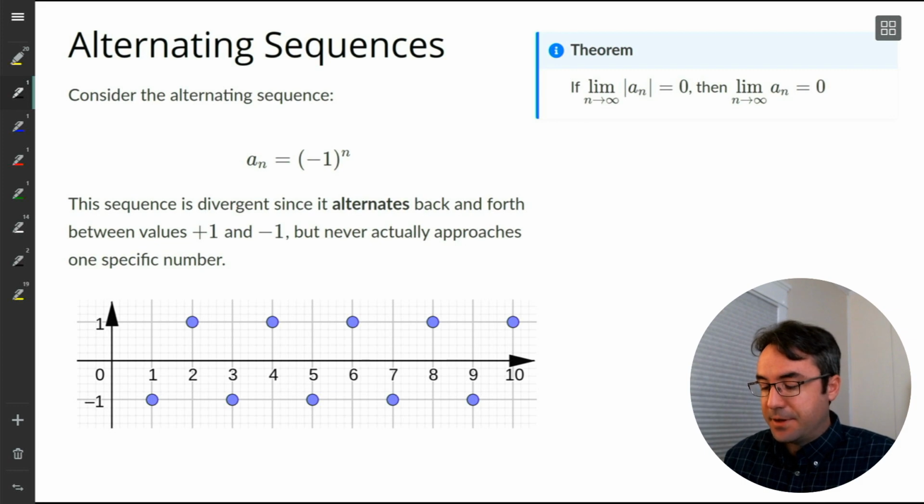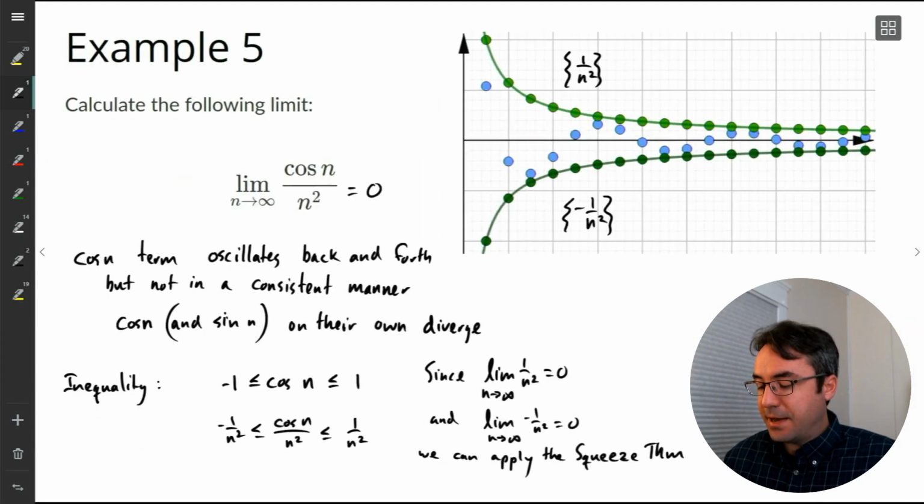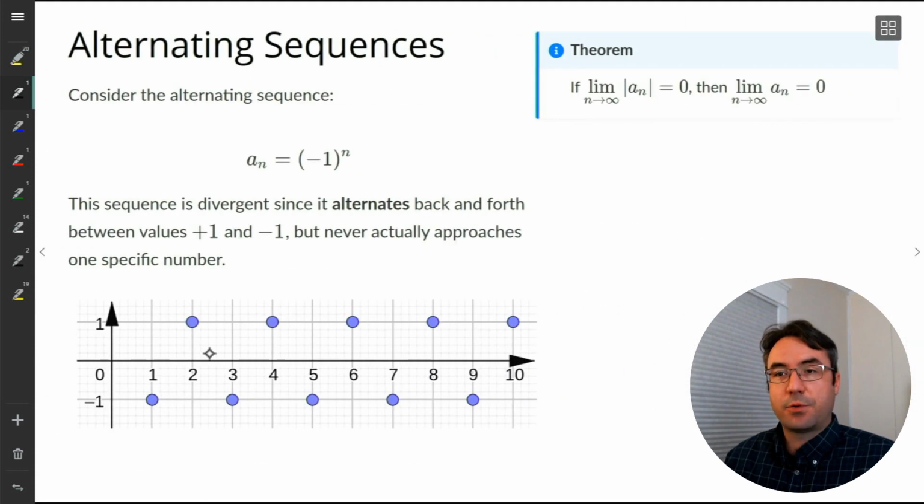Now just contrast that with what we saw over here, where we actually did have a convergent sequence. And you can see all those terms in our sequence are getting closer and closer to a height of 0. They're getting closer to 0. We don't have that kind of approaching behavior in here. It's just alternating back and forth, never approaching one specific number. And so this term by itself diverges.